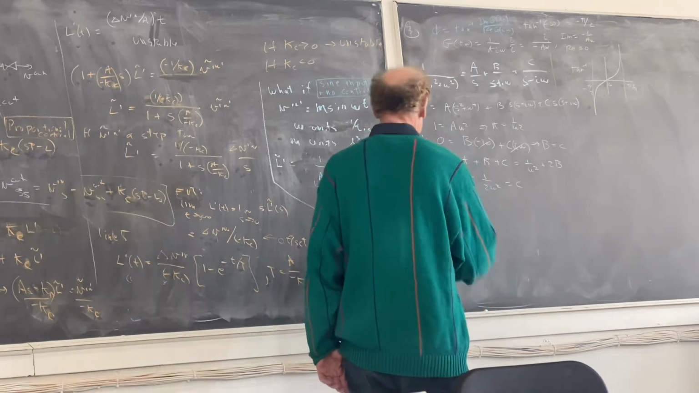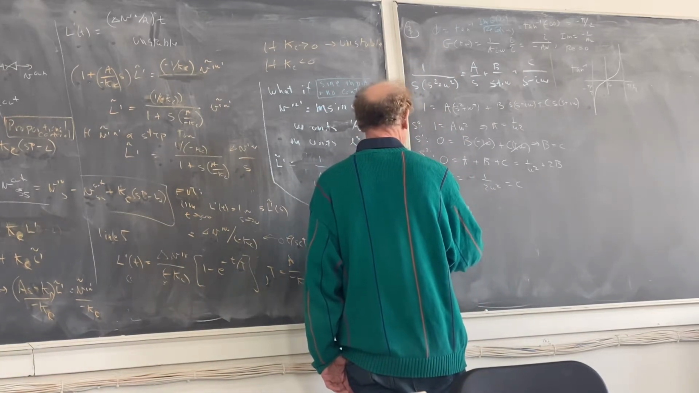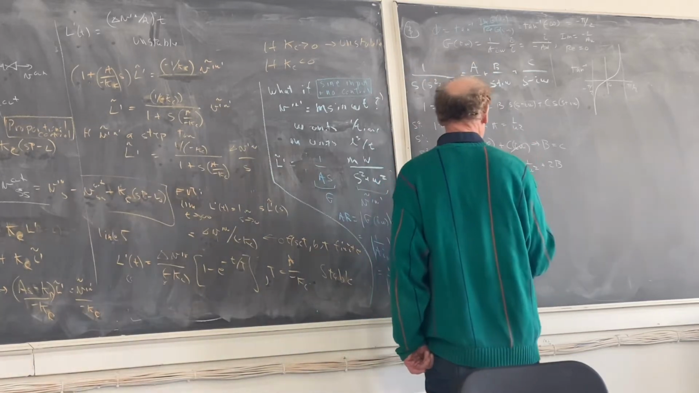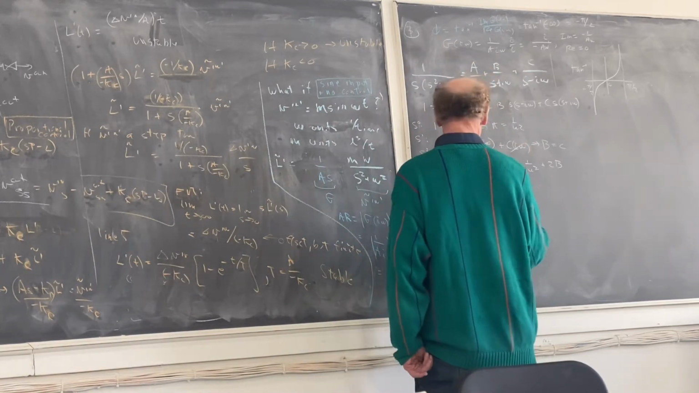So what does that tell me? That tells me that 1 over s squared plus omega squared is equal to a over s squared. So a is 1 over omega squared.